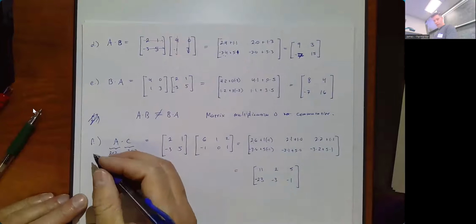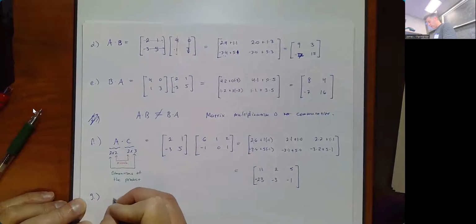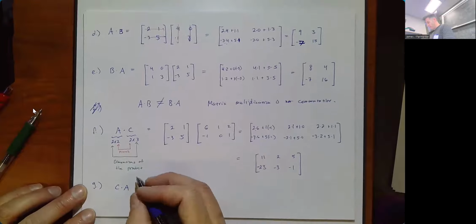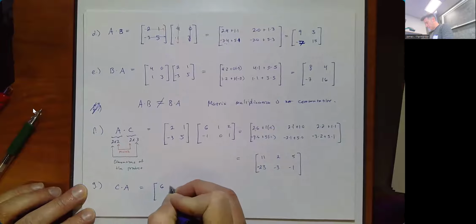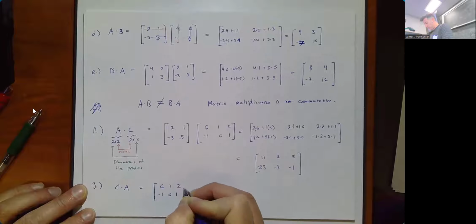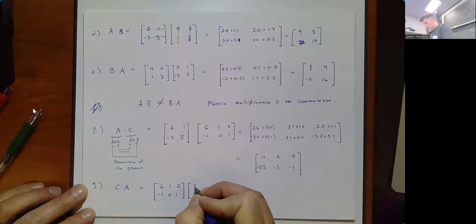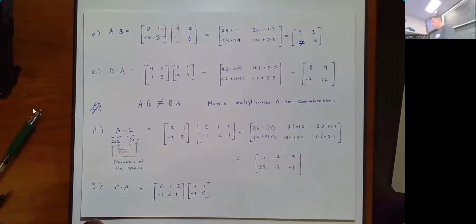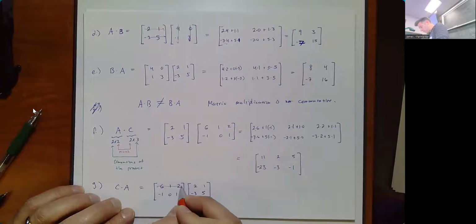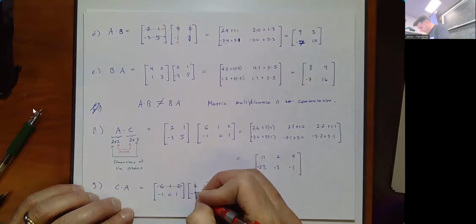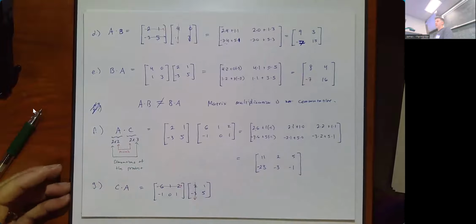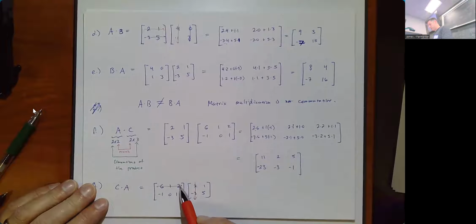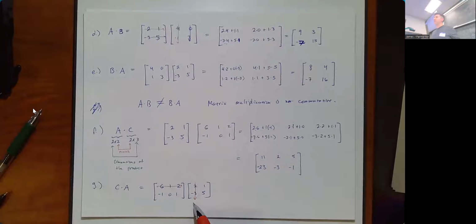The other thing I want to say here is that if I tried to calculate C times A, no dice. If I write this out, C is 6, 1, 2, -1, 0, 1, and A is 2, 1, -3, 5. And look what happens. When I try to do the first row of C dotted with the first column of A, there's not enough things, or there's too many things, whichever way you want to see it. 6 times 2 plus 1 times -3 plus 2 times, there isn't anything for 2 to multiply by.